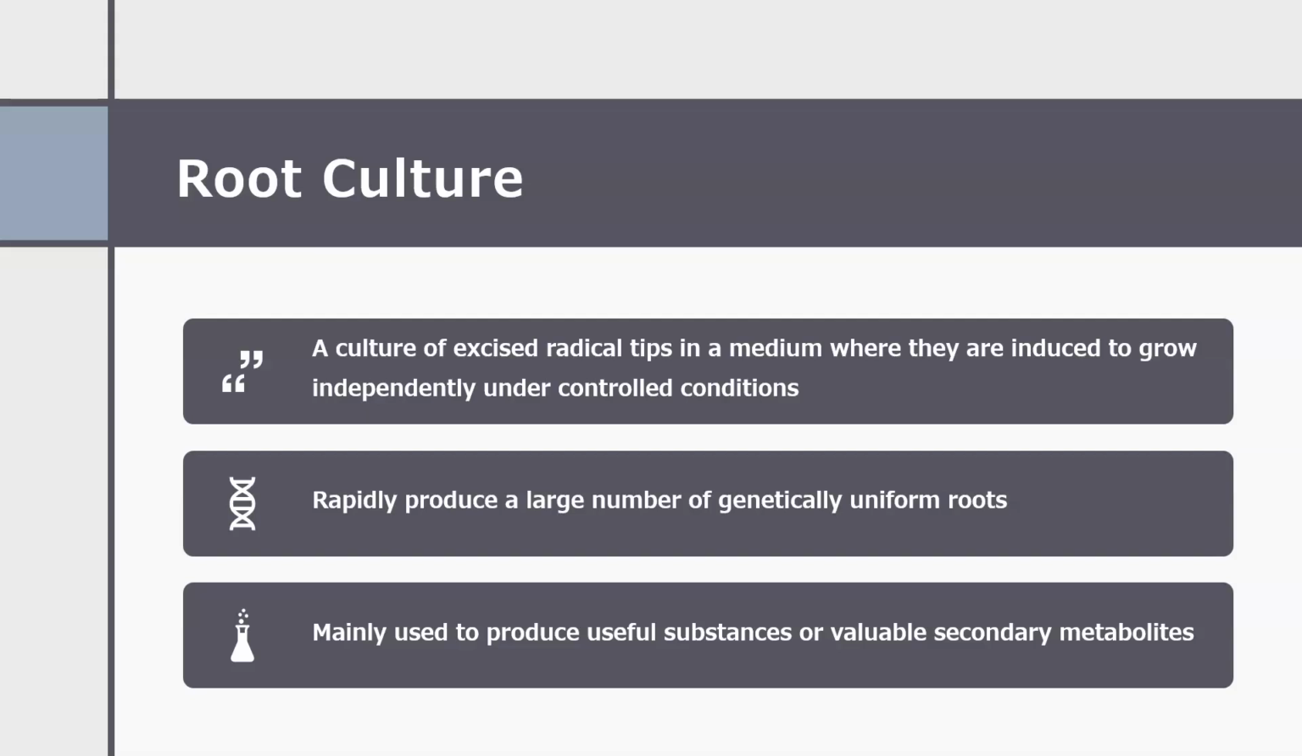Hairy root culture is a type of plant tissue culture, used to study plant metabolic processes, or to produce valuable secondary metabolites and recombinant proteins, often in conjunction with plant genetic engineering.